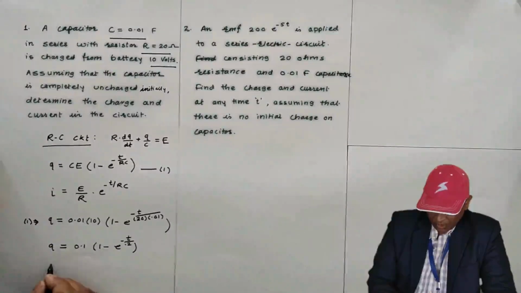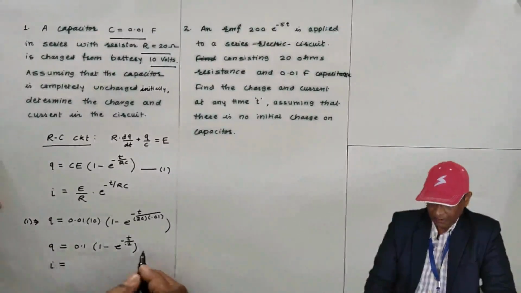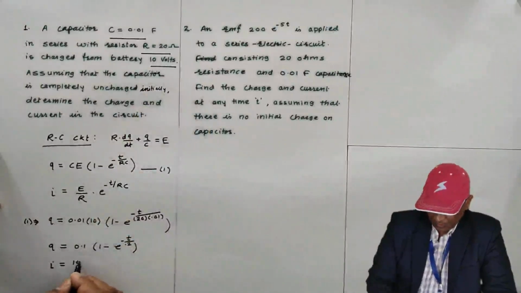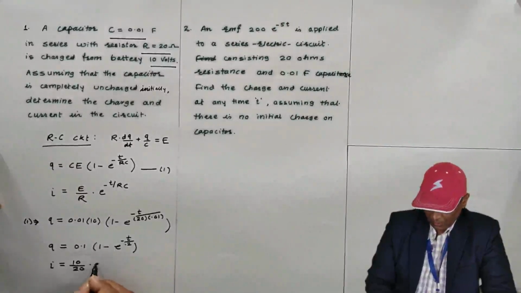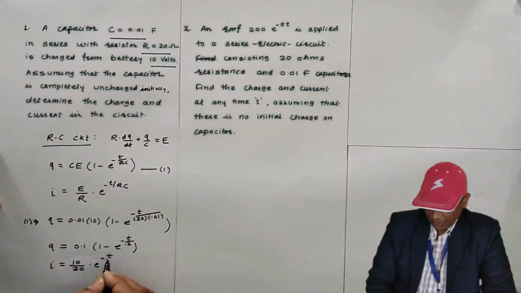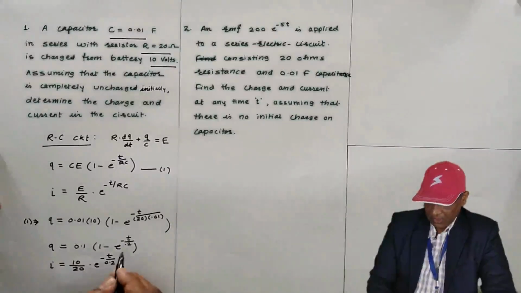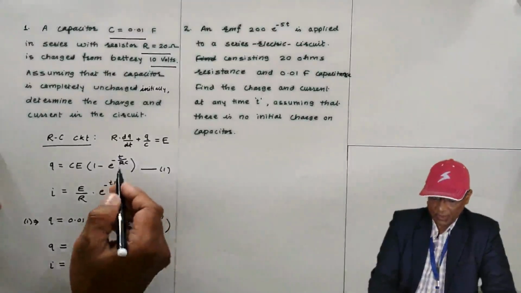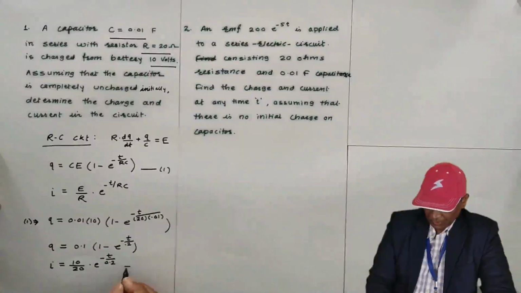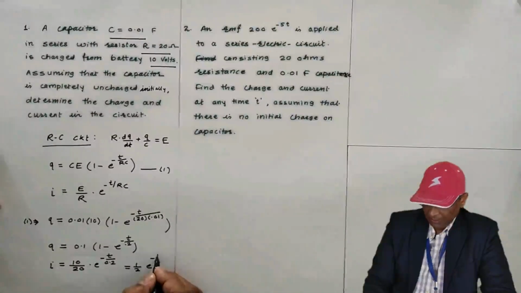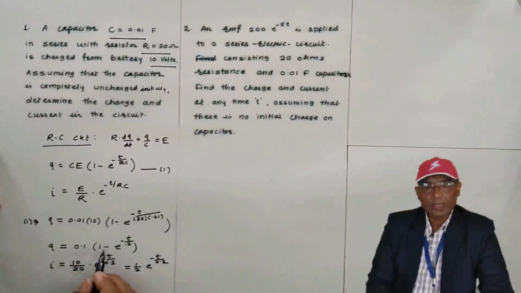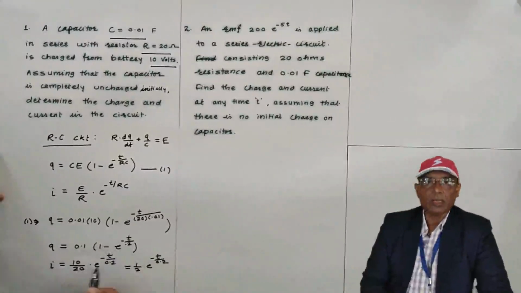Now I want I, which is equal to E by R. E is 10, R is 20, e to the power minus t by RC, and RC is 0.2. R into C is 0.2; I have written directly here 0.2. This is equal to 1 by 2 e to the power minus t by 0.2. So this is the charge at any time t and this is the current at any time t.